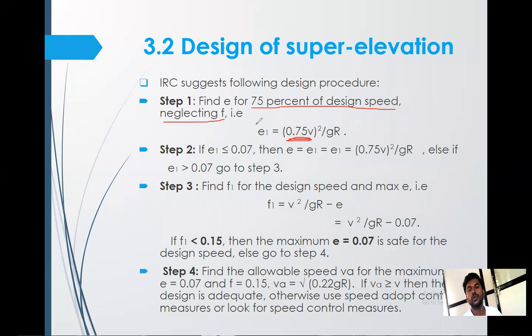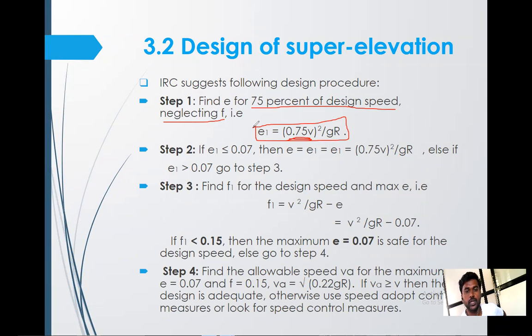Okay, by that formula, we will calculate E is equal to 0.75 V square divided by GR. When we calculate the E by neglecting the F and by taking 75% of the design speed, if that E, that is the super elevation, is less than 0.07.